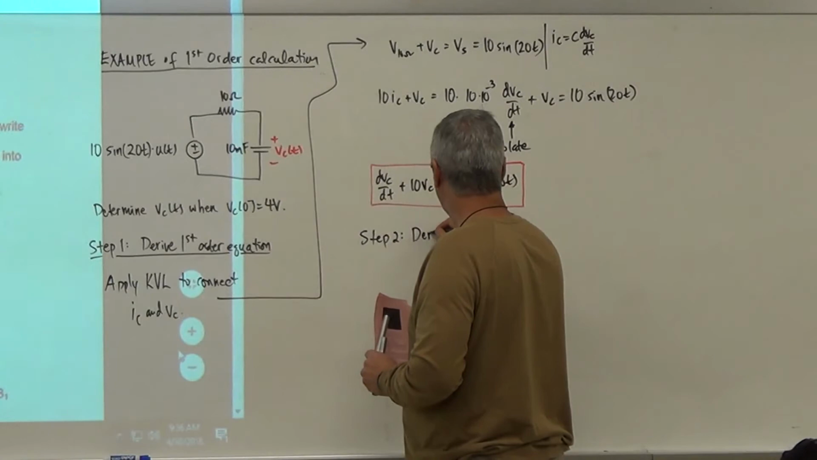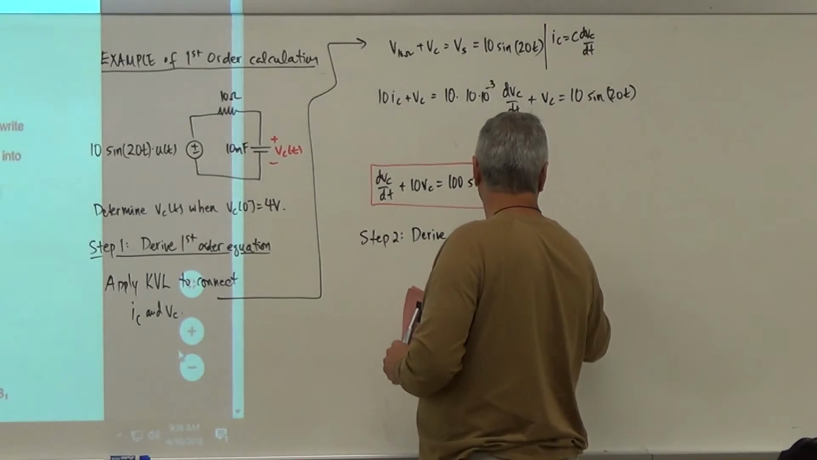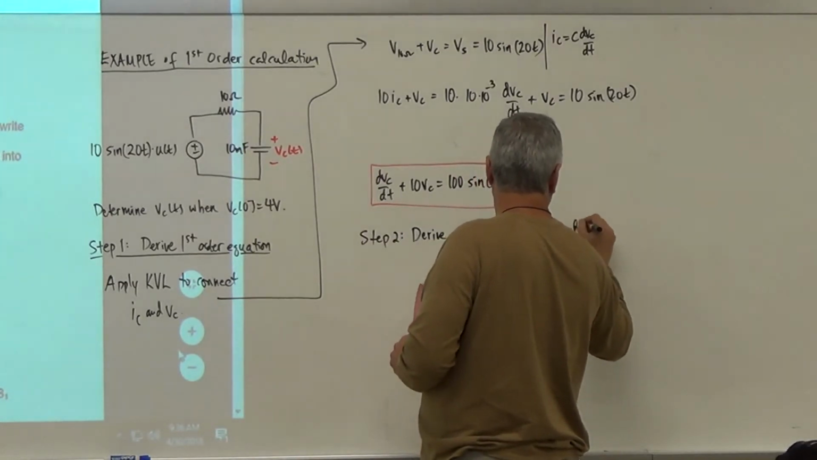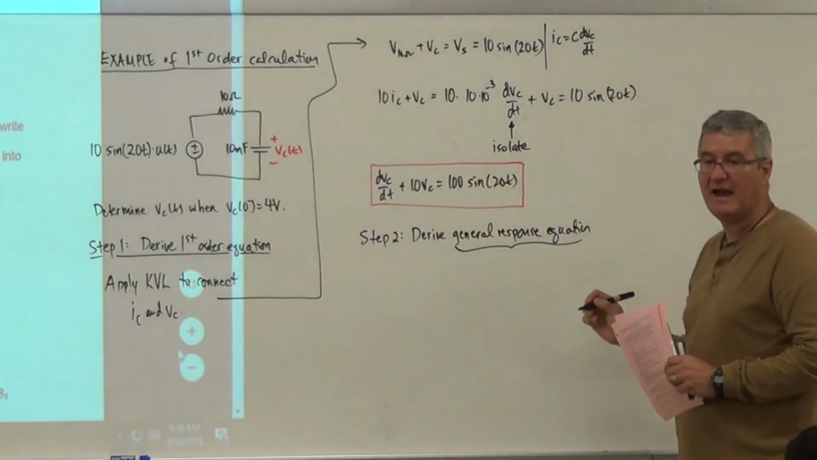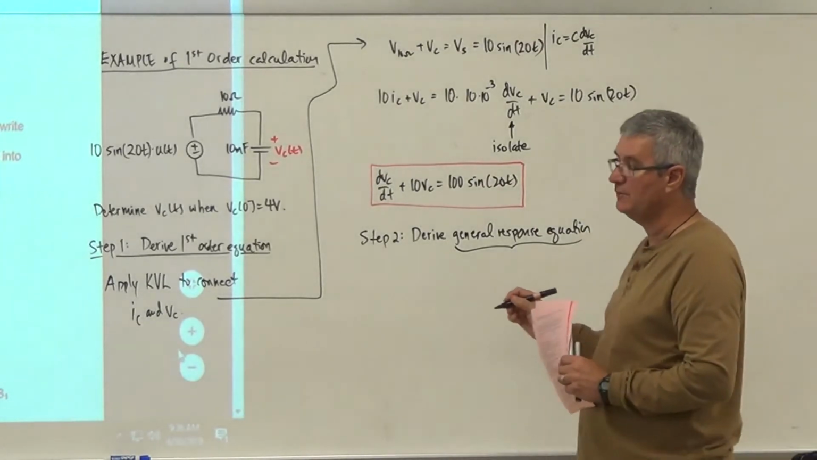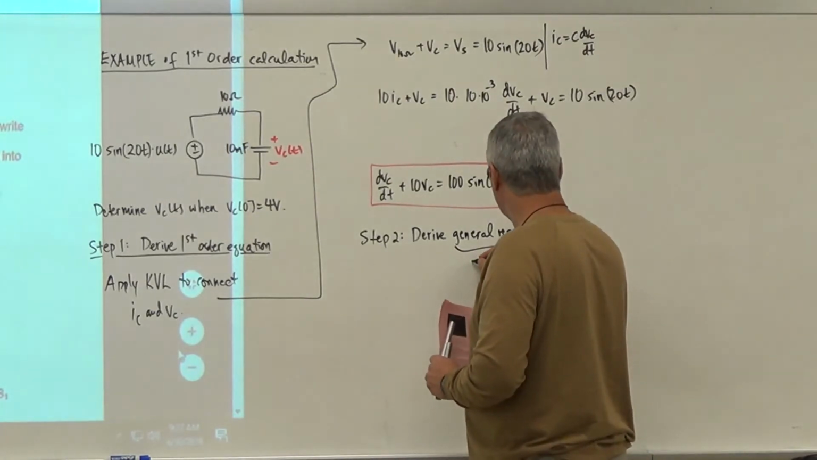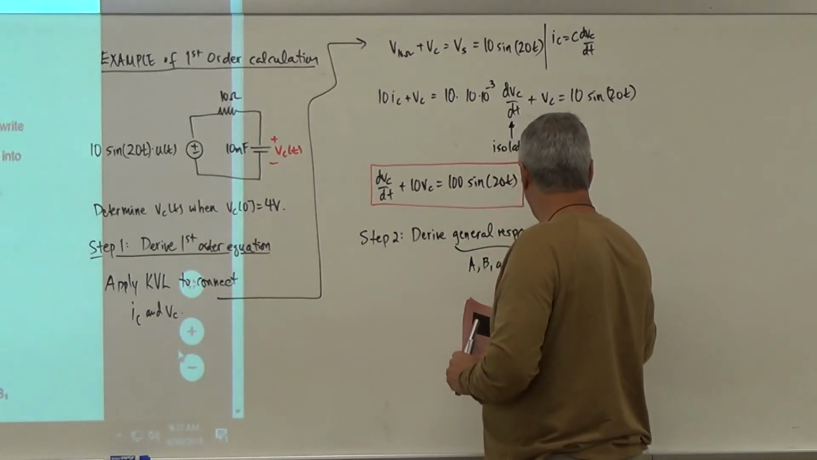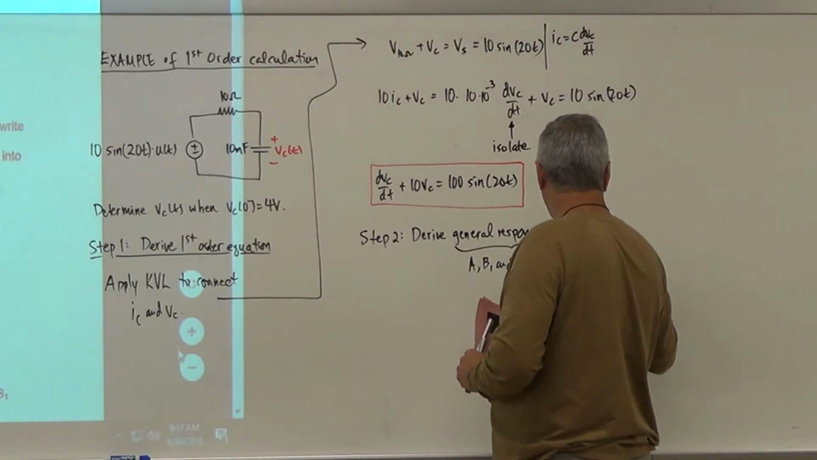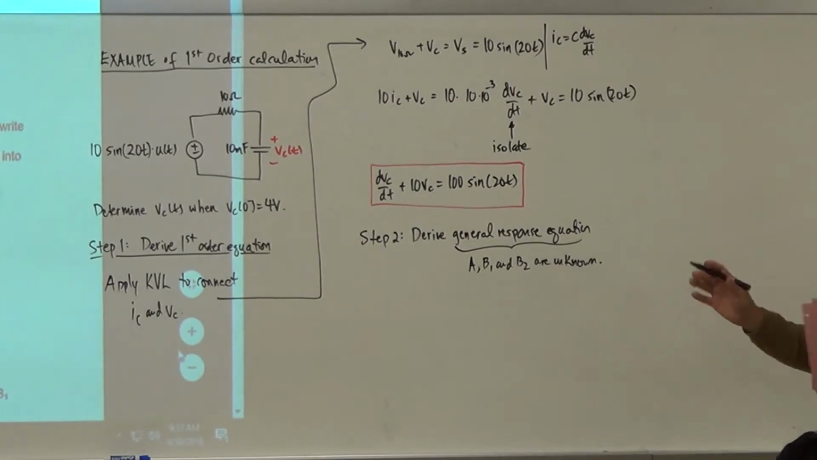So when I derive the general response equation, what do I mean by general response? That means I haven't solved for the constants, which I'm going to call A and B1 and B2. So that means that A, B1, and B2 are unknown. When I have those solutions for A, B1, and B2, then I have the full solution.